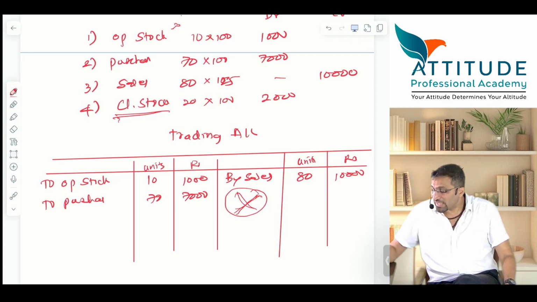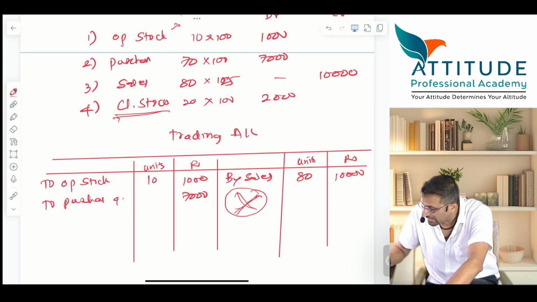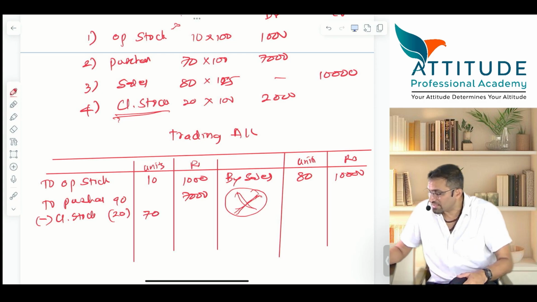So one way is that you can do a presentation something like this. Don't do it like this. You can put it like this also. Sir, purchases actually how much? 90 less closing stock, how much? 20. Outer column, how much? 77,000.